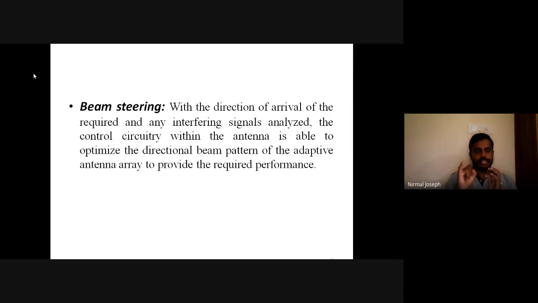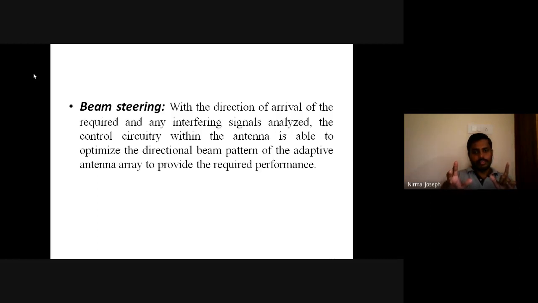The next is beam steering. After locating, the second one is beam steering. With the direction of arrival of the required and any interfering signals analyzed, the control circuitry within the antenna is able to optimize the directional beam pattern of the adaptive antenna array to provide the required performance. Suppose my antenna located that the receiver is on the left side, but it was actually positioned towards the front side.